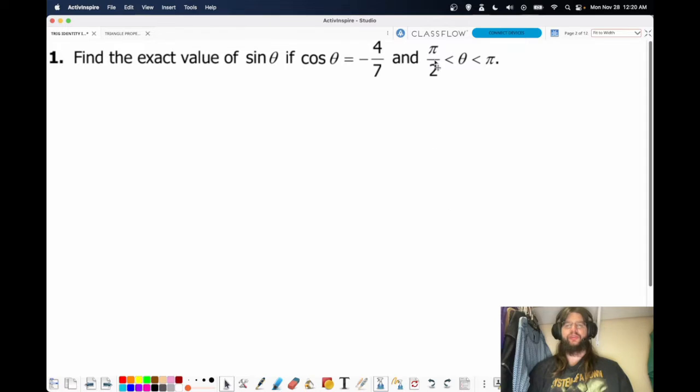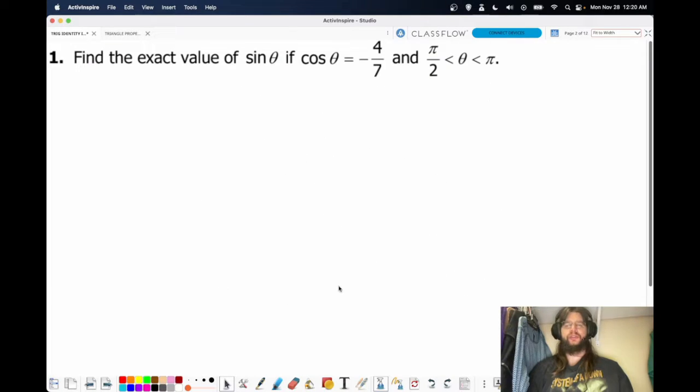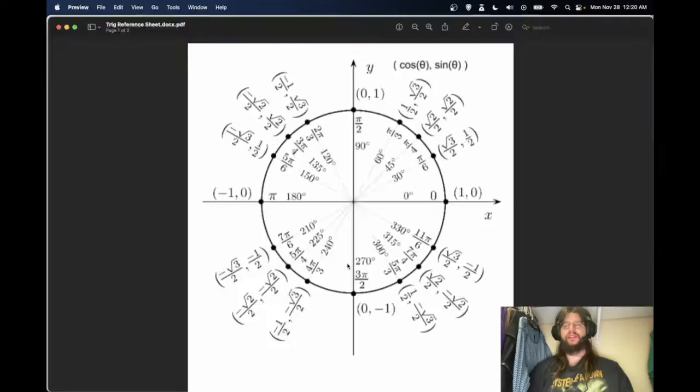Okay, this says from pi over 2 to pi. So all you have to do is look, where's pi over 2? It's right here. Pi right here. So we're looking in this second quadrant here. The main thing this tells you is the signs. That's all you're looking at, is what sign it is. Is it going to be positive? Is it going to be negative?